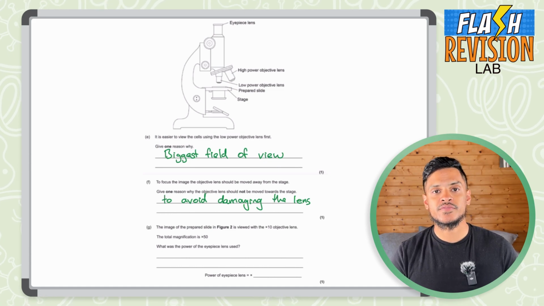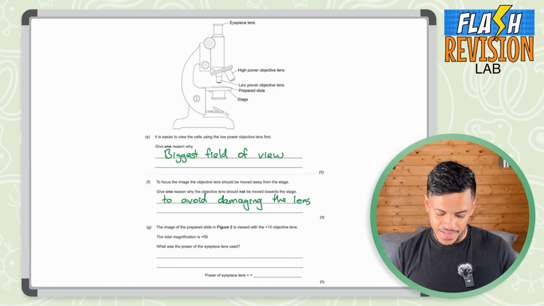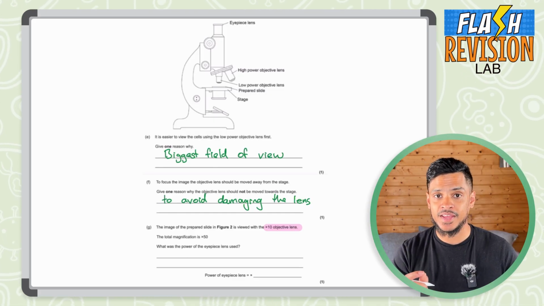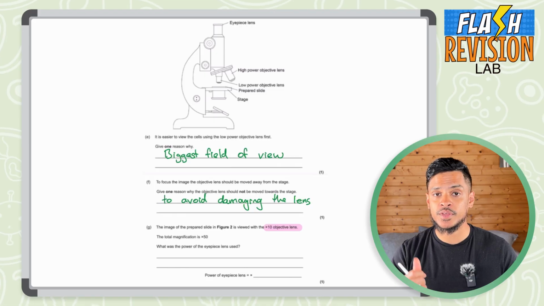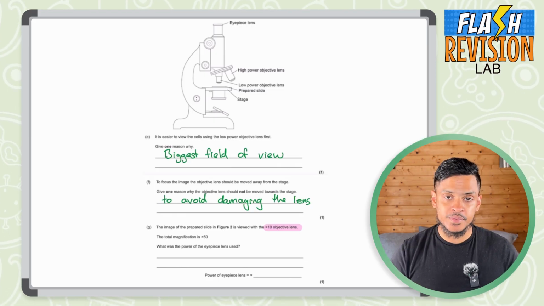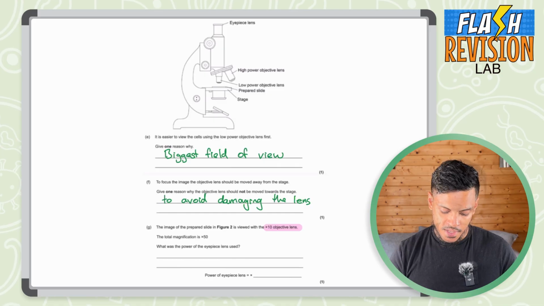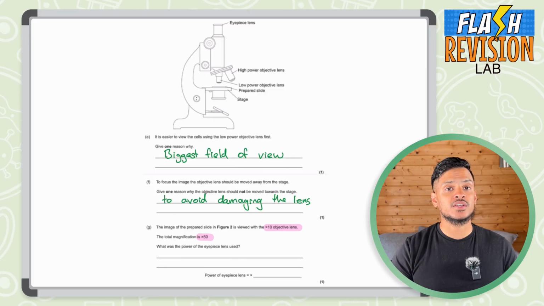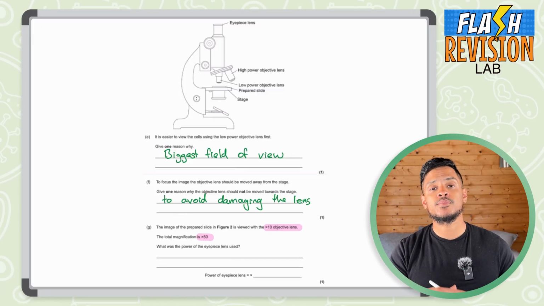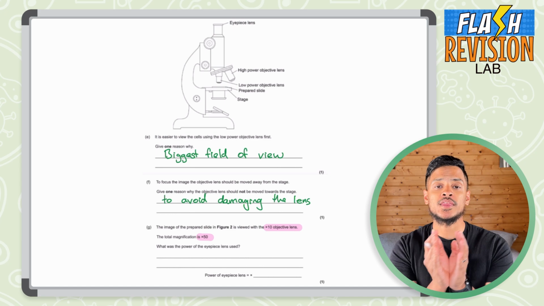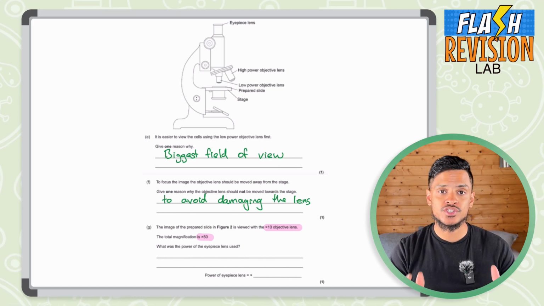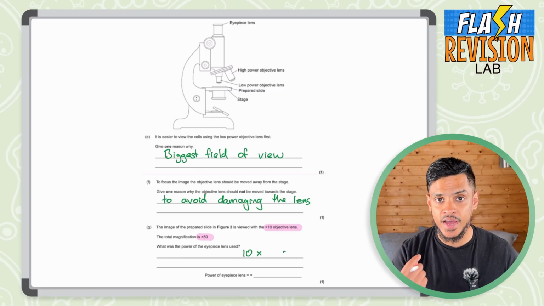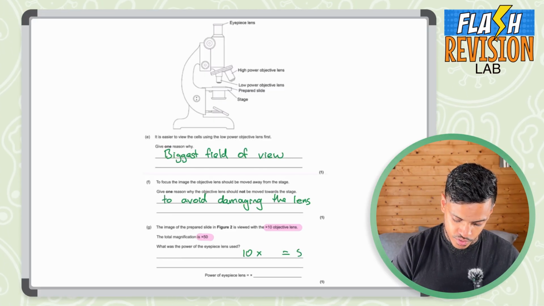Now the final question is just a very simple calculation. We have an image of a slide and it says that it's viewed with a ×10 magnification with the objective lens. So remember, there's 2 lenses involved in a microscope, the objective lens and the eyepiece lens. So the objective lens has a magnification of ×10 and the total magnification of the whole microscope is ×50. So the question is asking for the power of the eyepiece lens. So what you need to do is multiply the magnification of the eyepiece lens with the magnification of the objective lens, and you should get the total magnification. So that would be 10 times the magnification of the eyepiece lens, and that should equal 50.